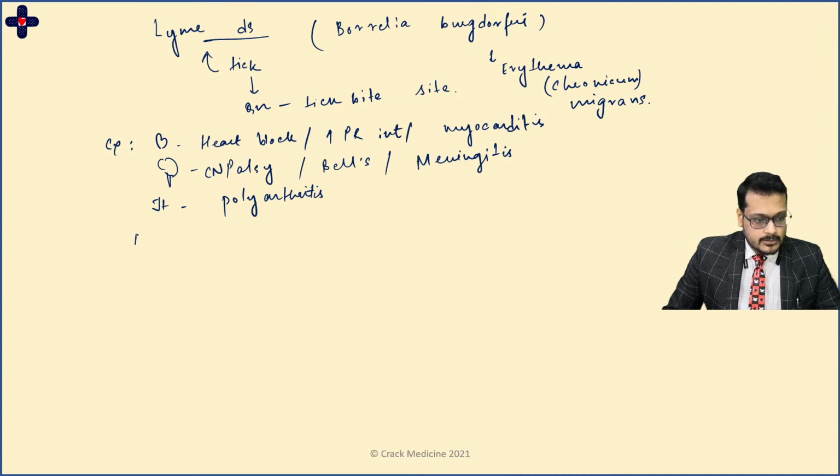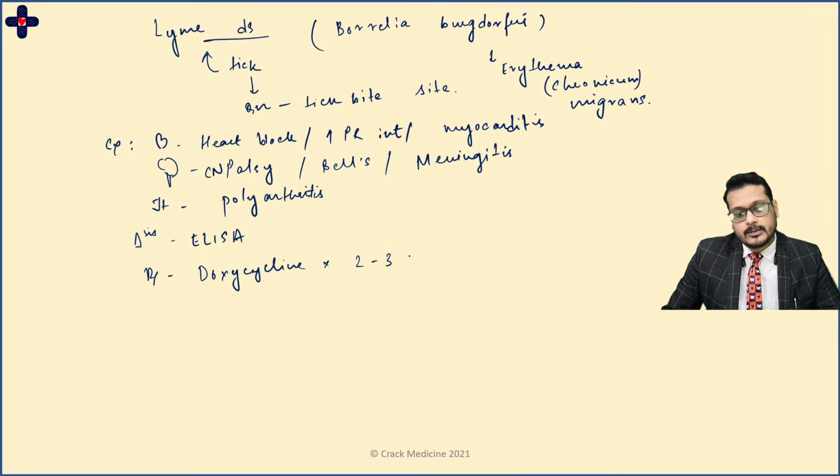And how will you diagnose? The diagnosis is via ELISA to antibodies that are produced to Borrelia. And treatment, again we have a tick, so the treatment will be doxycycline. Okay, that's how you can remember this. But then the treatment is quite prolonged. It's for more than a week. It's for approximately 2 to 3 weeks.